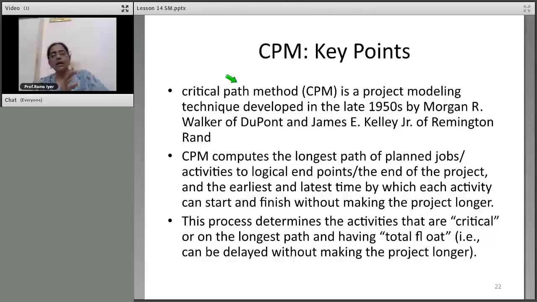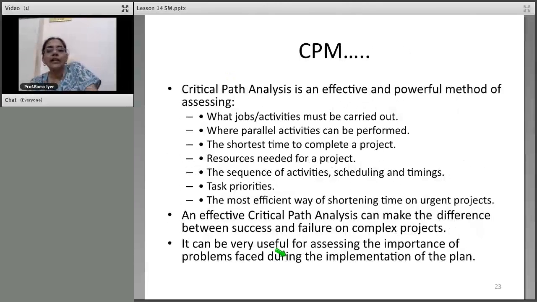And there will be some activities which can be delayed where the project won't get affected. The length of the project won't get affected. So even if it is delayed slightly, it's fine. We'll see how that works. Okay. So it's an effective and powerful method for assessing all this.